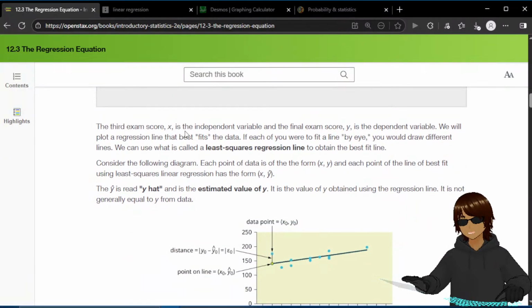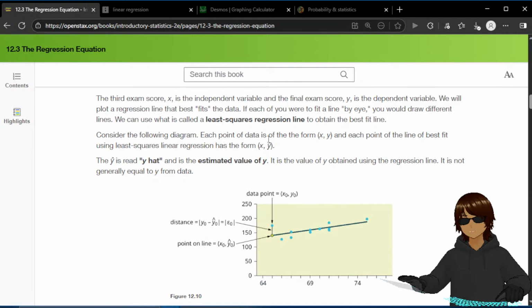The third exam score x is the independent variable, and the final exam score y is the dependent variable. We will plot a regression line that best fits the data. If each of you were to fit a line by eye, you would draw different lines. We can use what is called a least squares regression line to obtain the best fit.